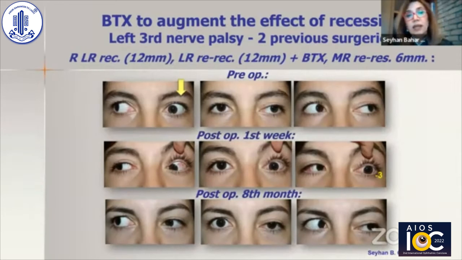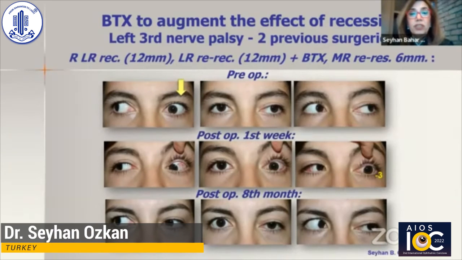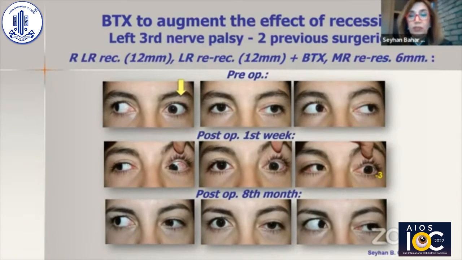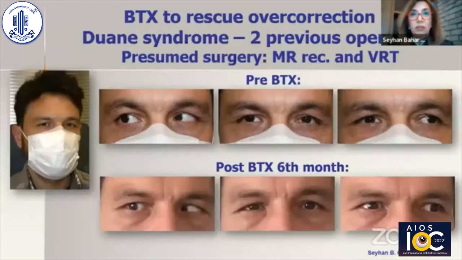And this young lady had 2 previous operations, and she had third nerve palsy. And in this patient, we aim to obtain an overcorrection in the early post-op period. So the right lateral rectus was recessed and the left lateral rectus muscle was re-recessed in combination with toxin injection, and the medial rectus muscle was re-resected as much as we can. And this is post-op overcorrection. The effect is similar to traction sutures. And here you see below the post-op 8 months that the result was stable.